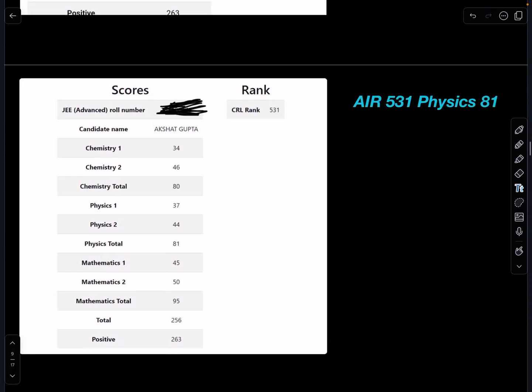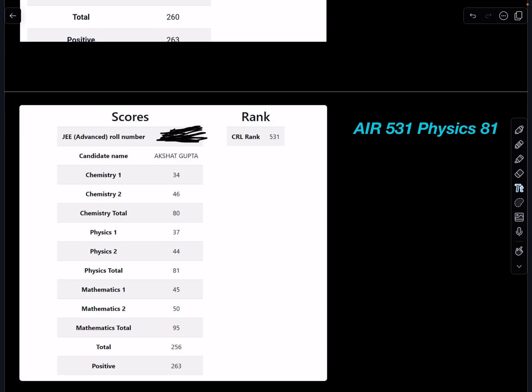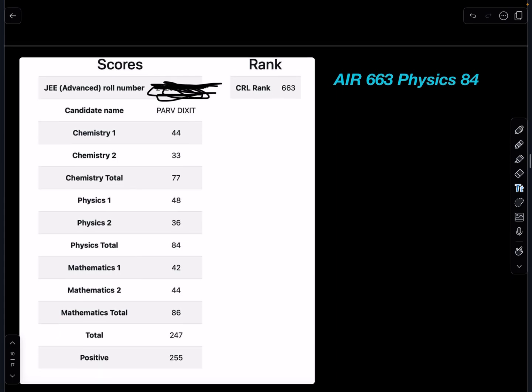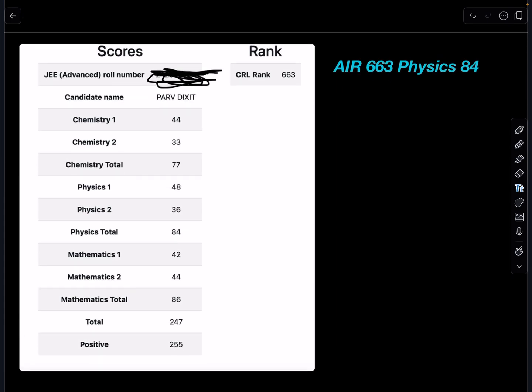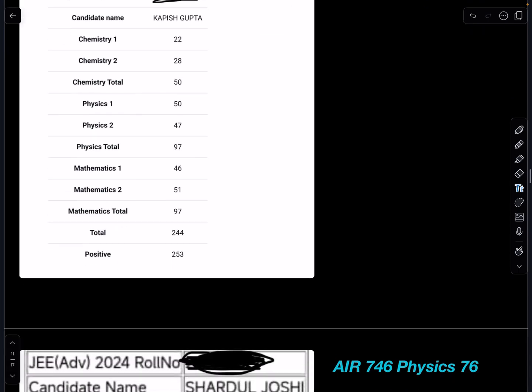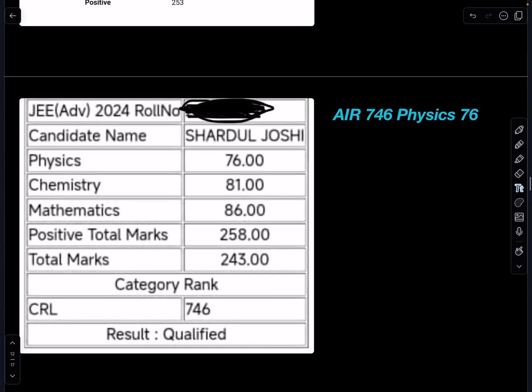So you can see these scores are where most of the students were expecting a rank. Normally rank will be somewhere around 150, 250 or 300, and the rank has come 531. Then we have Parv Deekshit, All India rank 663, physics score is 84. Then we have Kapish Gupta, very good student, and All India rank of 731, physics score is 97. So many of these students had the highest physics score in their overall total, which gave another type of satisfaction to me being a physics teacher. Then we have Shardul Joshi, and All India rank 746, physics is 76.